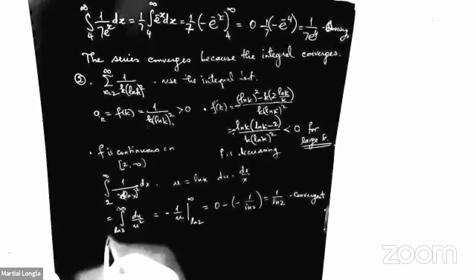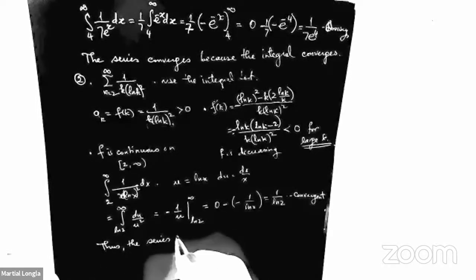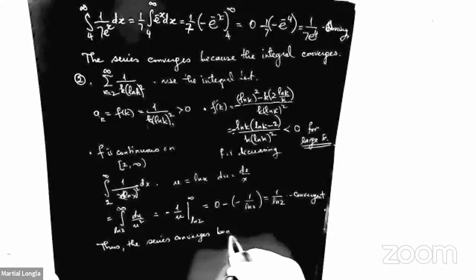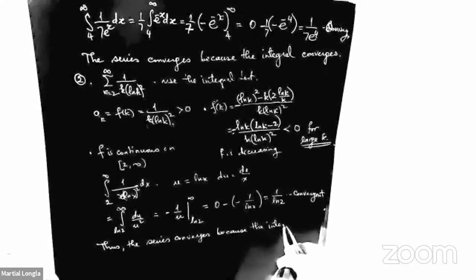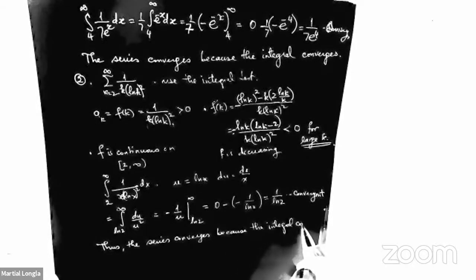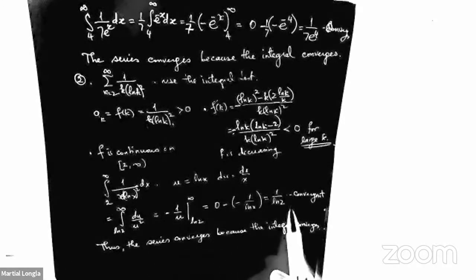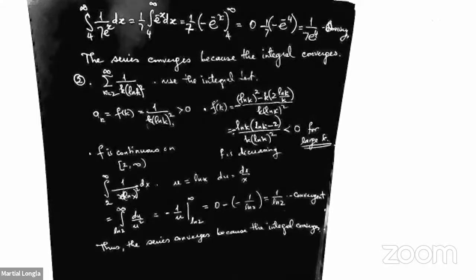And now we conclude thus the series converges because the integral converges. And we don't say that the series is equal to that integral. The integral is not equal to the series. Questions?